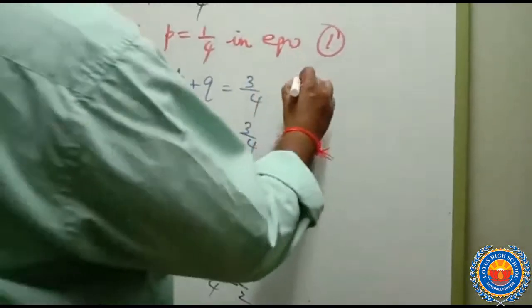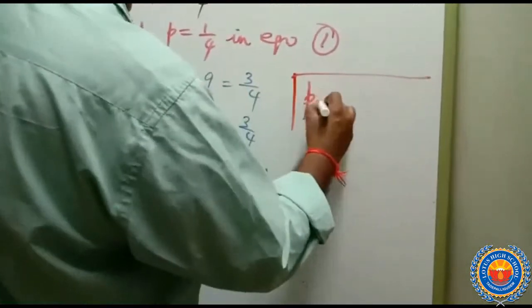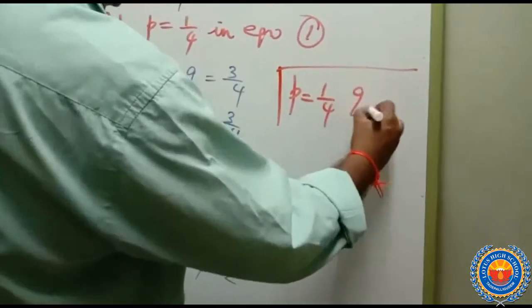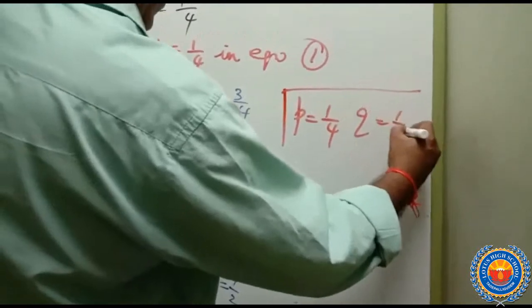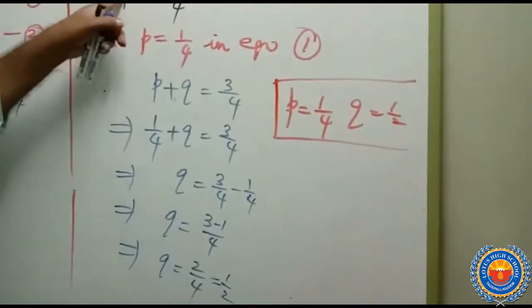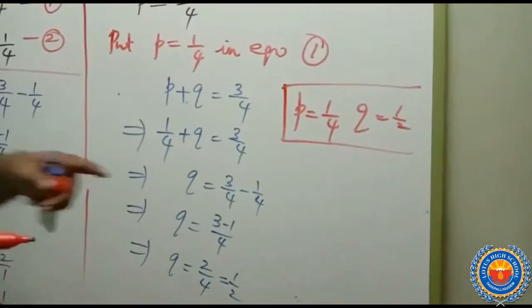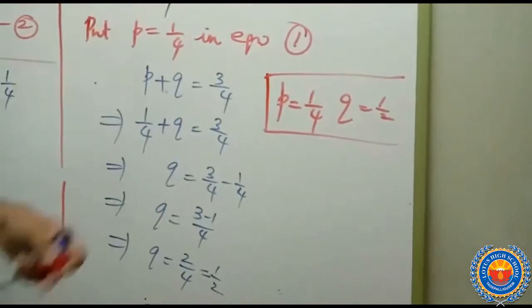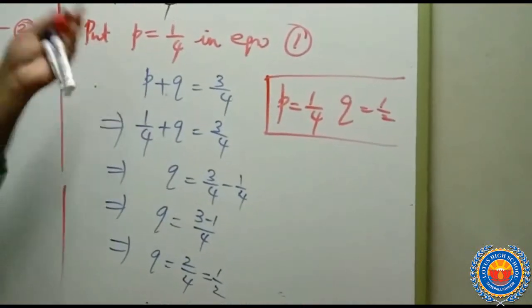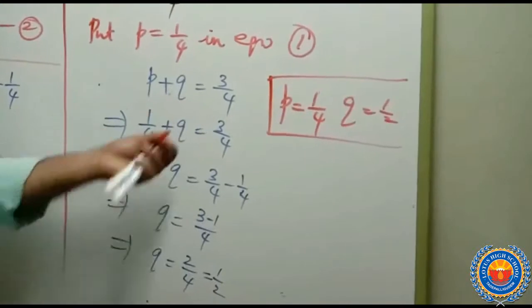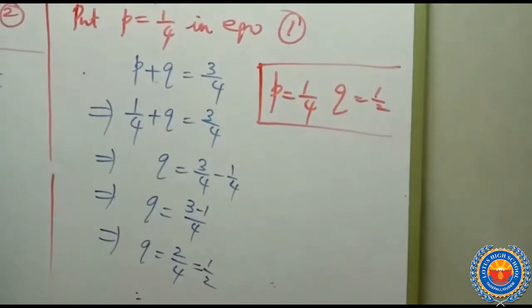Finally, P is equal to 1 by 4 and Q is equal to 1 by 2. Substitute those values in the 1 by 3x plus y and 1 by 3x minus y so that you will get x and y values.